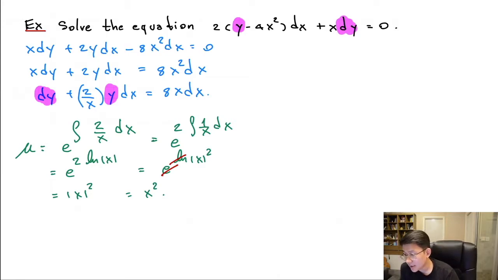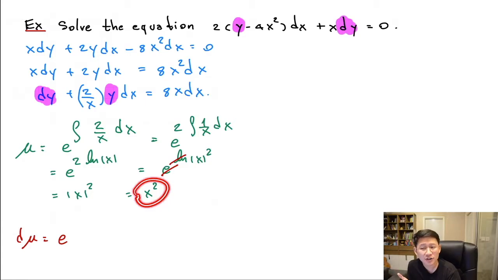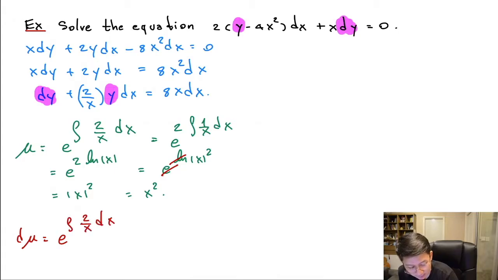And then don't forget guys, what is d mu? Let me move it a little bit down here. d mu is actually what? You can look at the other form, it's 2x, but it's going to be much harder later on. So if I were you guys, I would just look at this one. So d mu would be e to the integrate 2 over x dx, and then 2 over x dx. That is d mu.